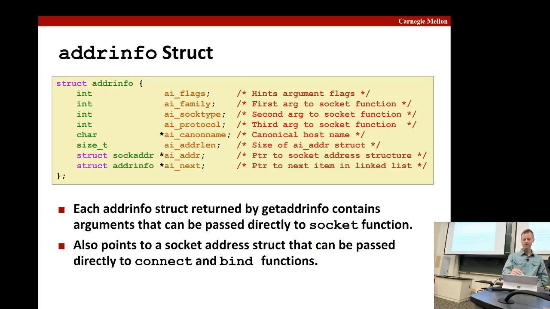So in fuller detail, the addrinfo structure contains not just a pointer to these structures and the link of the list. It also contains some arguments that you can pass to the socket function, and a canonical host name. So if there's some sort of canonical version of the host name, you can get that from there as well.